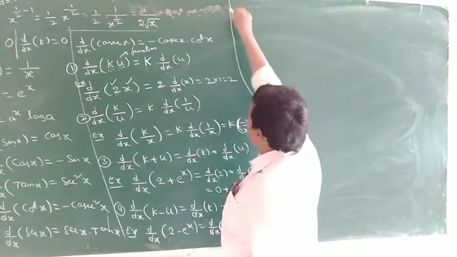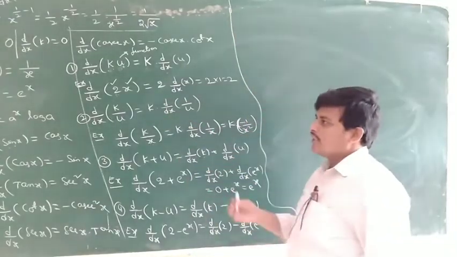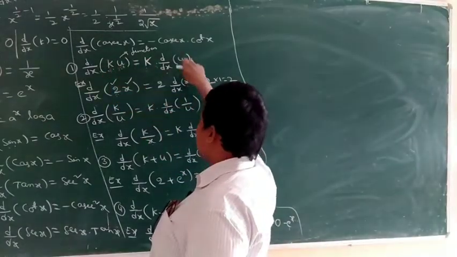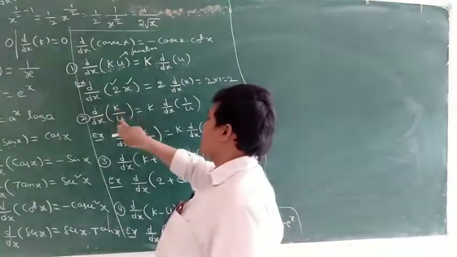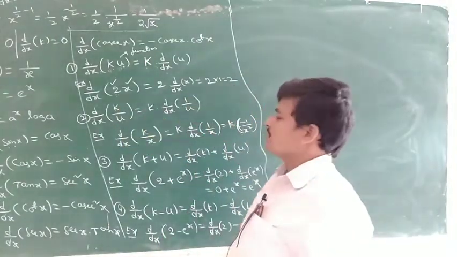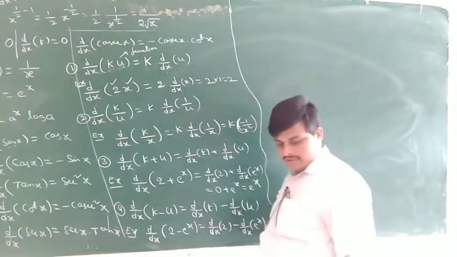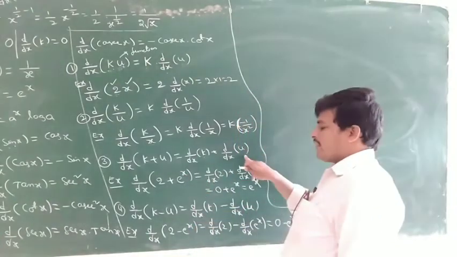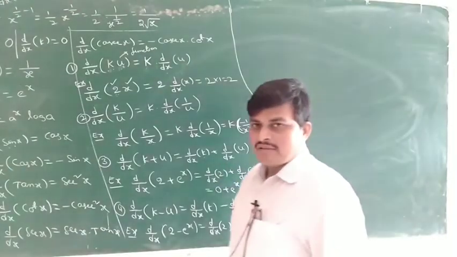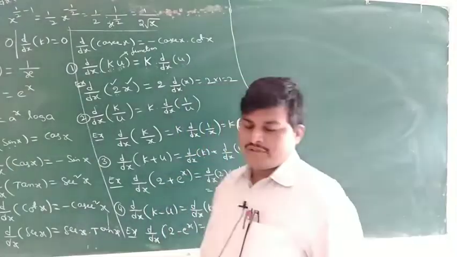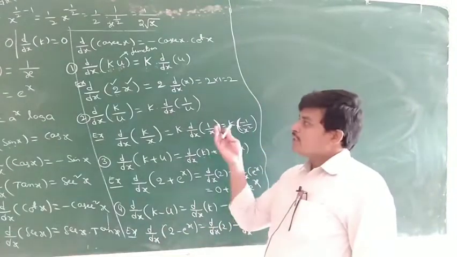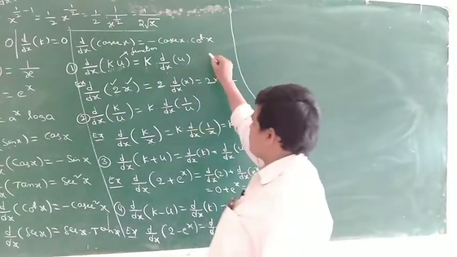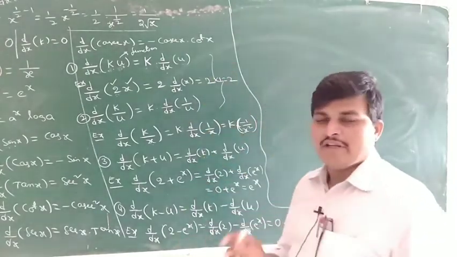Next, this is about the constant. The derivative of only a constant is 0. For constant into function, it is constant into the derivative of the function; same for constant by function. For constant plus function, it is derivative of constant plus derivative of function, because 0 plus function is function, 0 minus function is minus function, and 0 into function is 0, 0 by function is also 0. That's why this is the procedure. Today's class is a very important class.